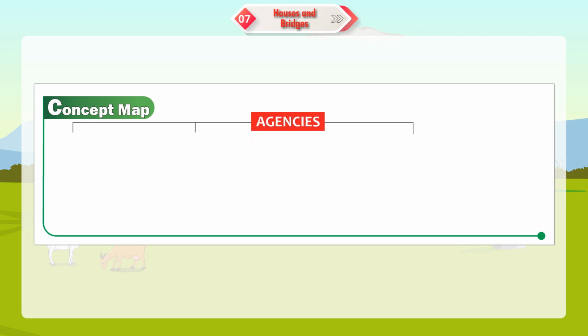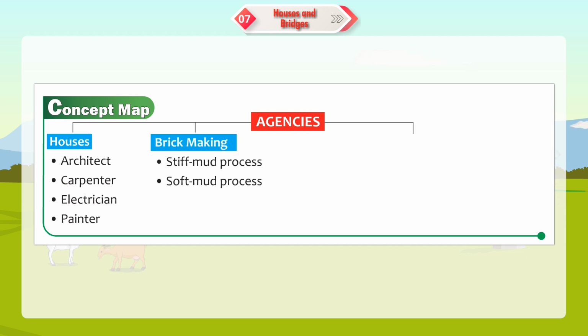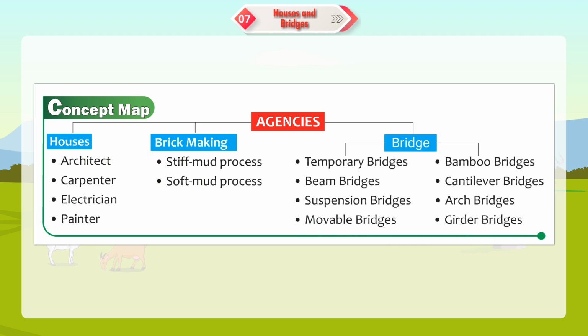Concept map. Agencies. Houses, architect, carpenter, electrician, painter, brick making, stiff mud process, soft mud process, bridge, temporary bridges, beam bridges, suspension bridges, movable bridges, bamboo bridges, cantilever bridges, arch bridges, girder bridges.